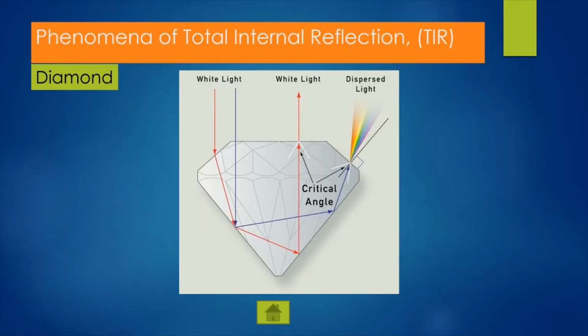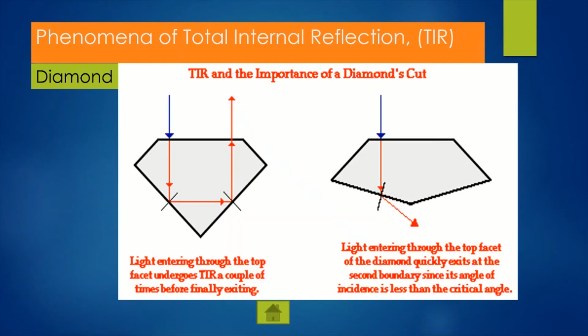Well, diamond is another phenomenon. Diamond is so beautiful because it sparkles. Why does it sparkle? Because light is reflected back into the eye of the observer. So we are observing diamond from above here. All the light that enters the diamond is reflected back.